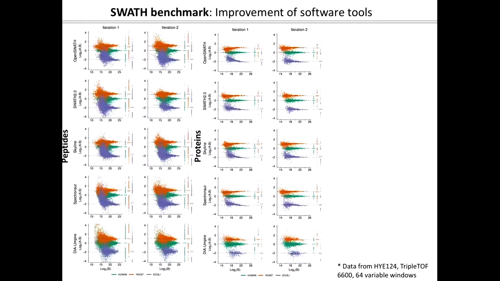I don't want to spend a lot of time because you discussed this data during the week, but I just want to make a few pertinent points. The study had 2 iterations. One iteration was that the data were analyzed by the authors of these respective software tools, basically with the tools as they were at the beginning of the study. And then these authors got together, and they discussed the performance and the comparisons.